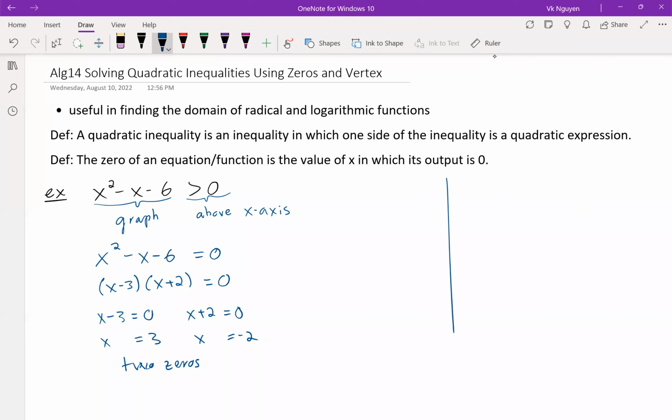You can graph them up here, x, y, minus 2, 3. Because this is strictly more than, you got to put an open circle around minus 2 and 3. The parabola will be just a regular parabola because the coefficient of x squared is positive.